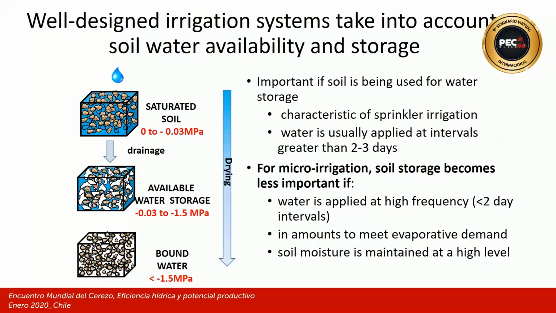For micro irrigation, it is less important to consider, as high frequency applications, less than 3-day intervals, made in response to scheduling, keep soil moisture levels high in the root zone. Finally, there is some water that is held below minus 1.5 megapascals, considered to be bound water, which is not available to the plants that we grow.